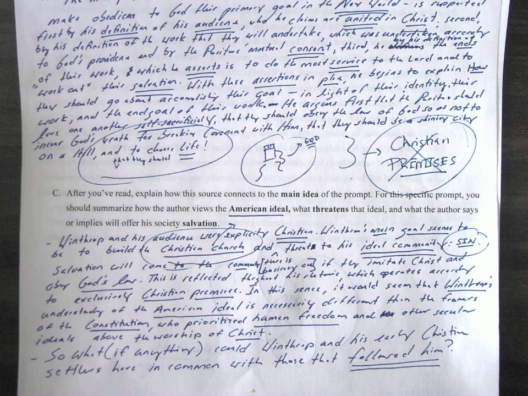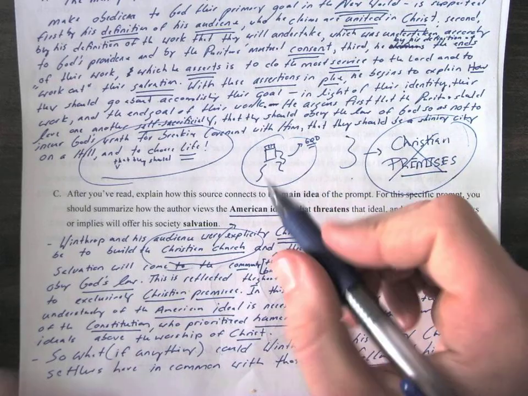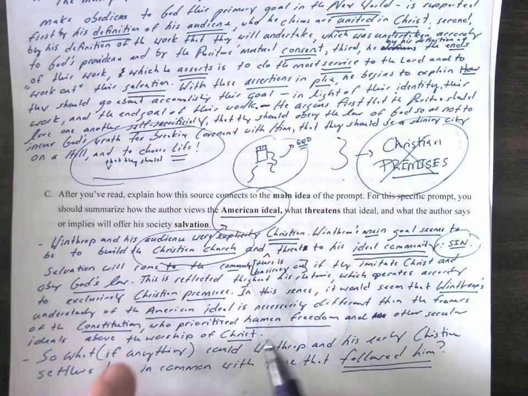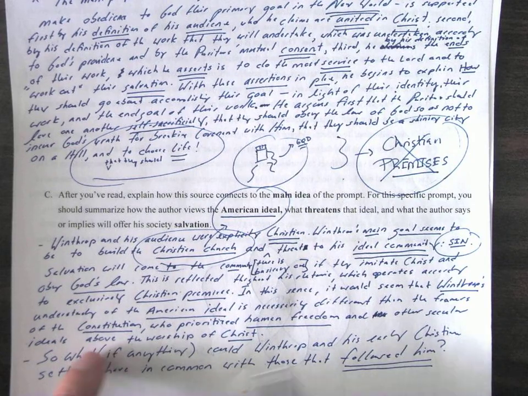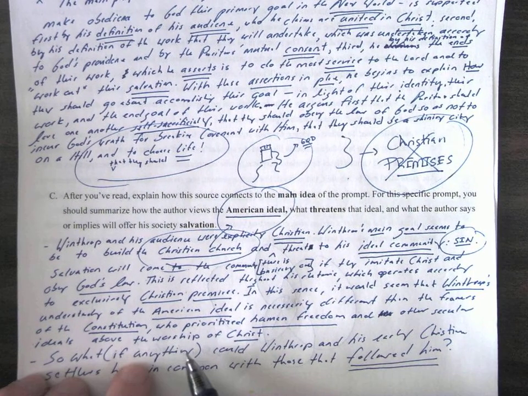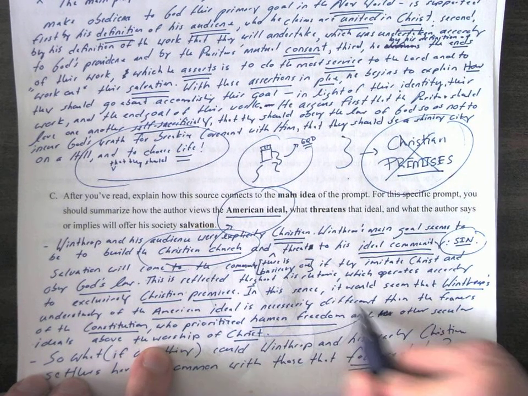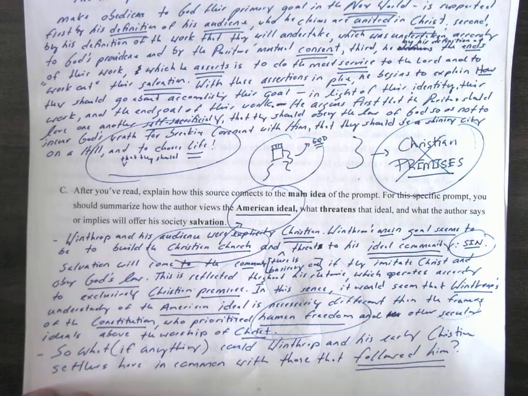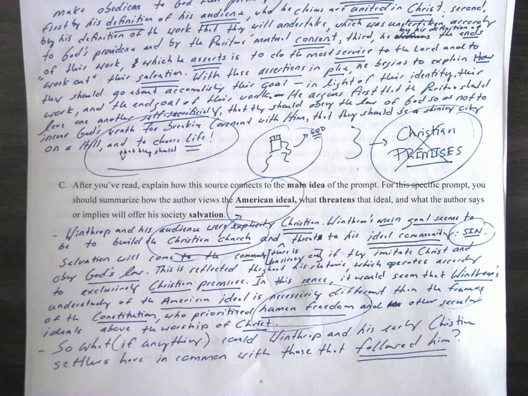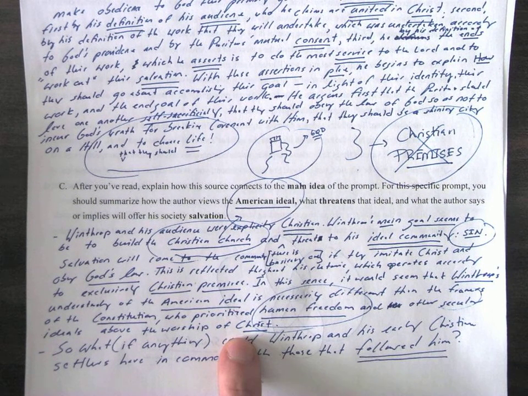In this sense, it would seem that Winthrop's understanding of the American ideal, so let's connect it back to our central idea here, is necessarily different than the framers of the Constitution, who prioritized human freedom and other secular ideals, like, for instance, equality or the consent of the governed, above the worship of Christ.